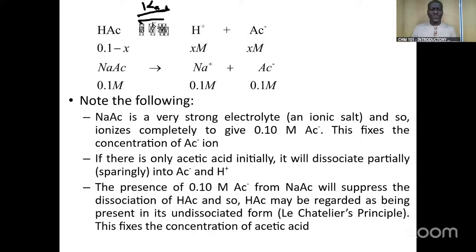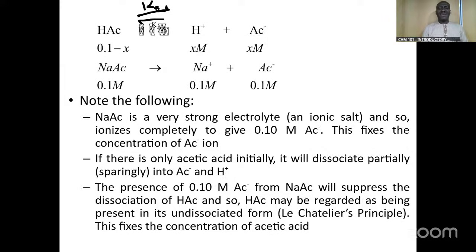that's why we represent that expression by a single arrow. It's a complete ionization, such that by the time 0.1 molar of sodium acetate is ionized, you have in that solution 0.1 molar sodium ion and 0.1 molar acetate ion. Now, what happened here? Sodium acetate is a very strong electrolyte, so it ionizes completely, like I've said.